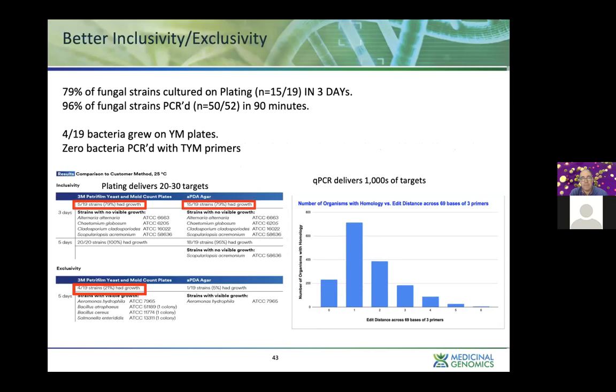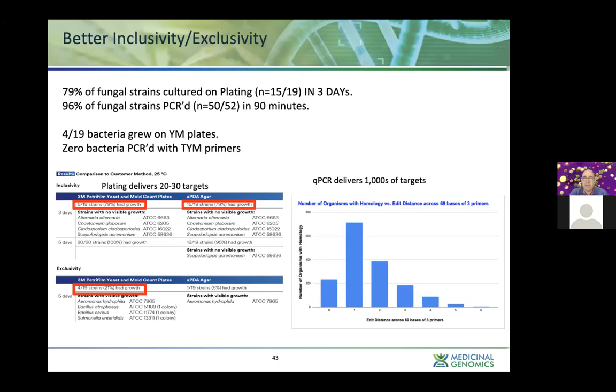It's very difficult. So when we look at this stuff with PCR, the selectivity is much better. We basically ordered 52 organisms from ATCC. 50 of them we're able to detect in 90 minutes, whereas when you look at what's going on in plating, it's like 15 out of 19 in 3 days. I'd much rather have 90 minutes and 96% than 79% in 3 days.